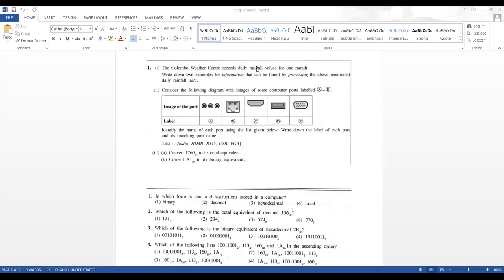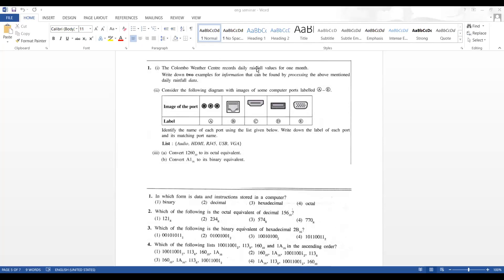First one, they are asking: the Colombo Weather Center records daily rainfall values for 1 month. Write down two examples of information that can be found by processing the above mentioned data. You can take average rainfall for a given district, average rainfall for the country, right? Total rainfall for the country or district. So those are the information.